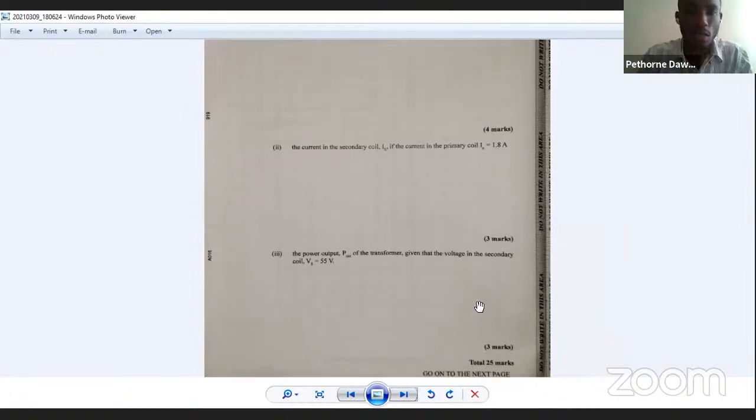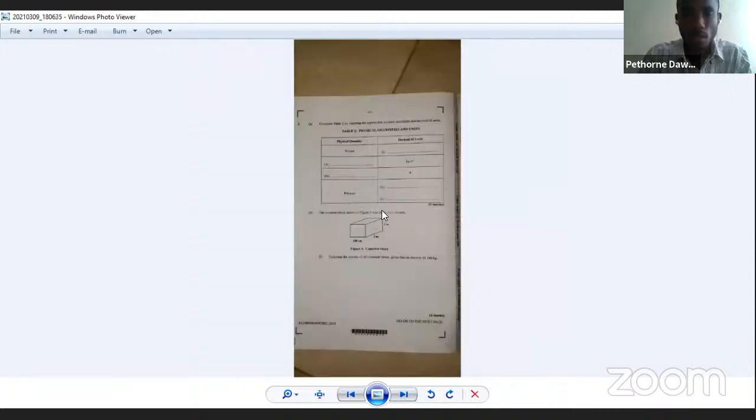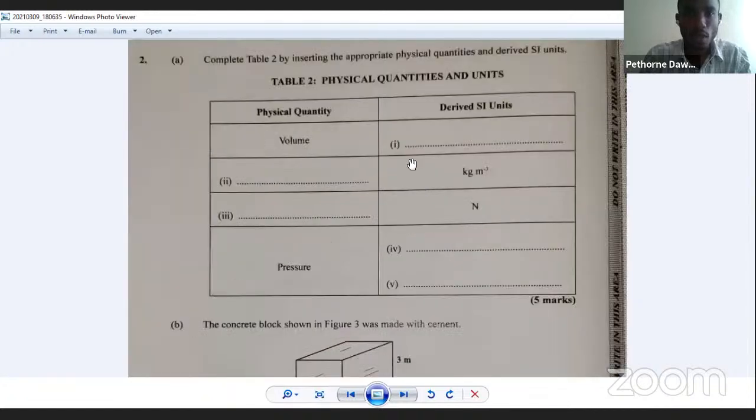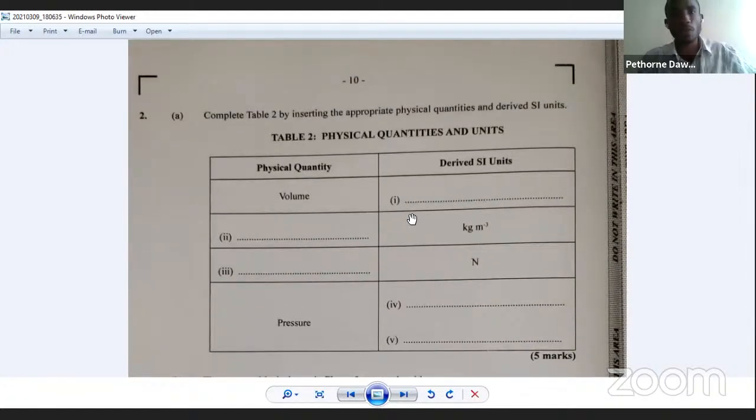Any queries, any misconceptions, any confusions at this time before I move on? No? All right. I can therefore move on now to question 2. It says, by inserting the appropriate physical quantities and the derived SI units, complete the table, physical quantity on the left column, derived units on the right column.